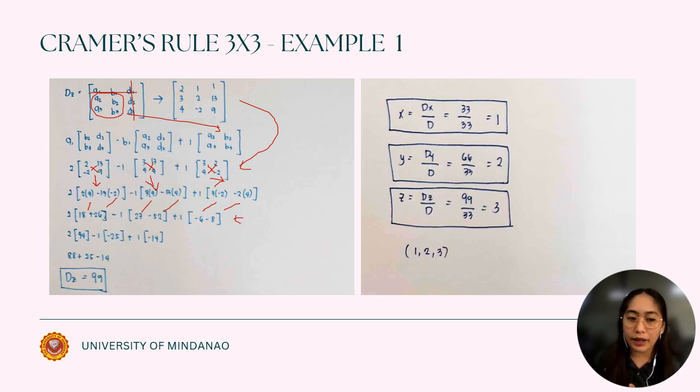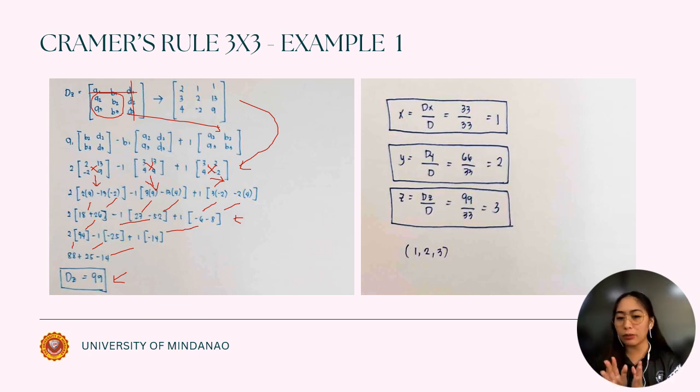So we will simplify. 18 plus 26 is 44. 27 minus 52 is negative 25. Negative 6 minus 8 is just negative 14. So we multiply them. 2 times 44 is 88. Negative 1 times negative 25, that's positive 25. And 1 times negative 14, that's negative 14. So we've solved, so we can just solve this. 88 plus 25 minus 14, that's 99. So that's our D sub z.